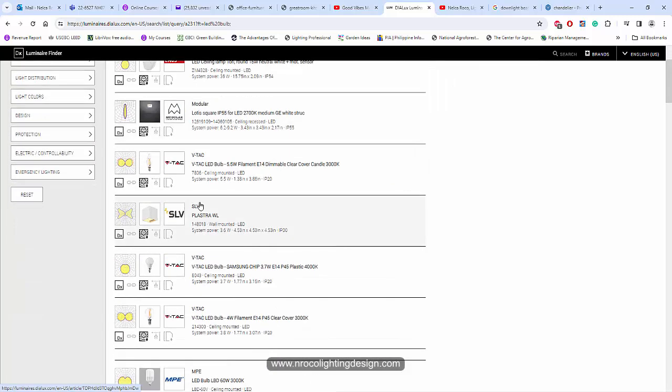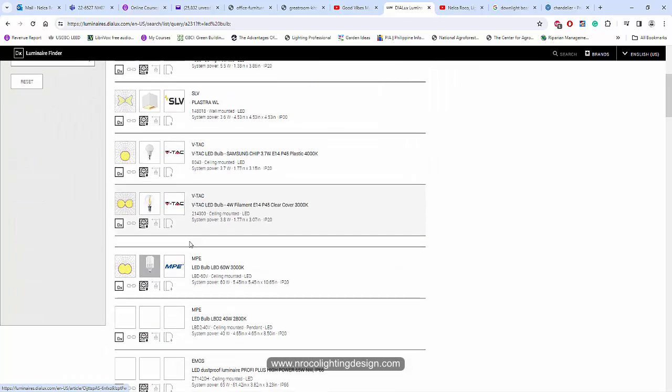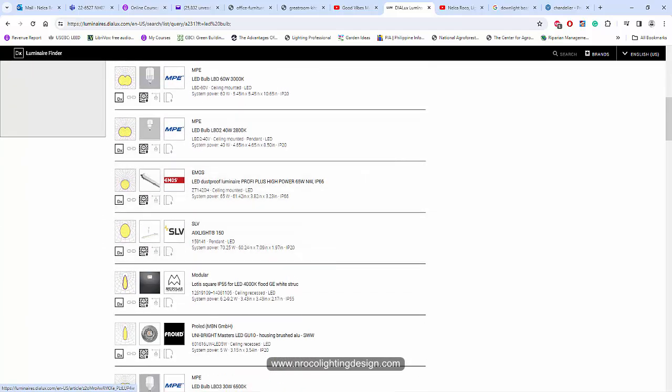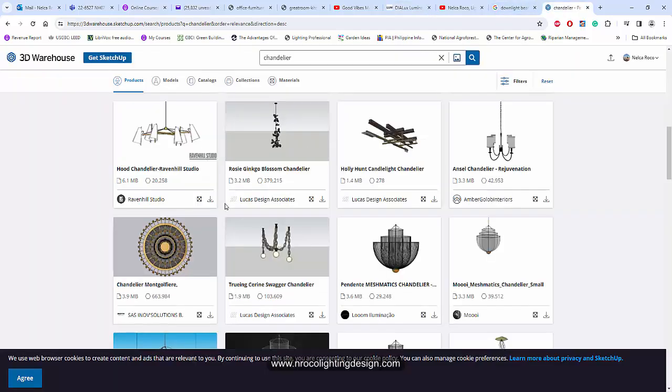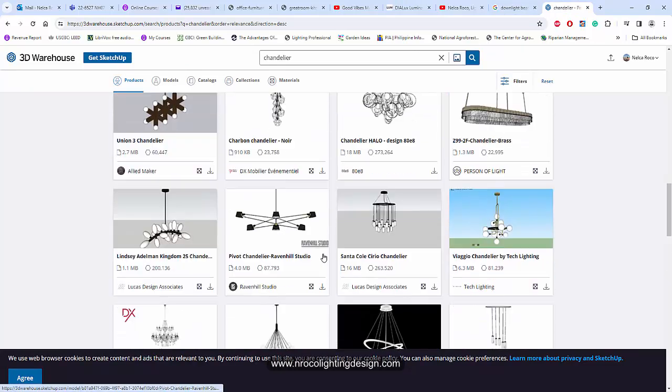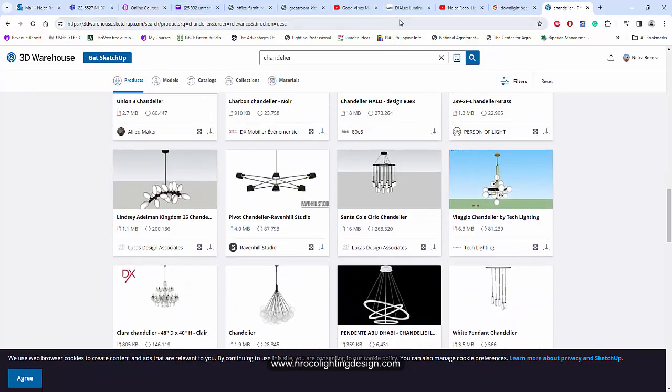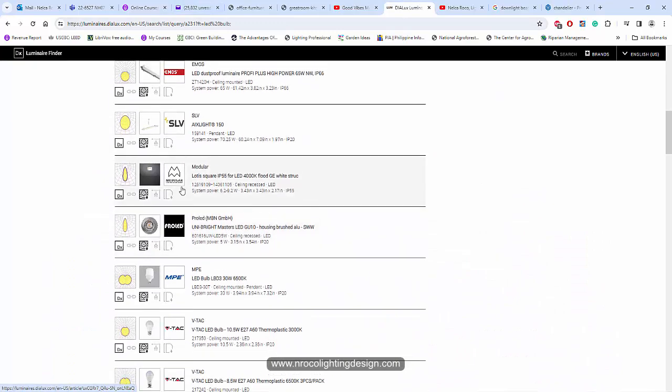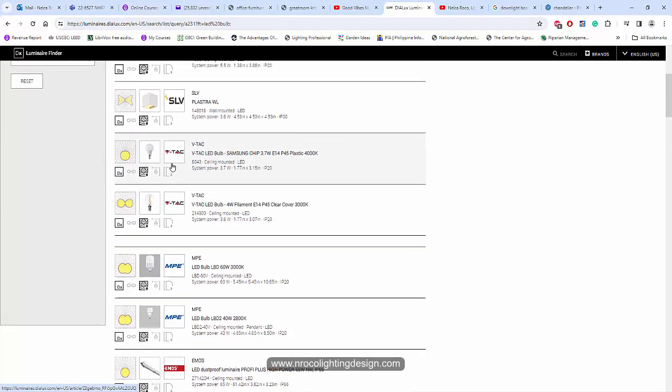Yeah, I think LED bulb is the right term, not the lamp. Okay, so what I did is I took the 3D file of the chandelier here and I took the lamp separately. Yes, you can have it like this.